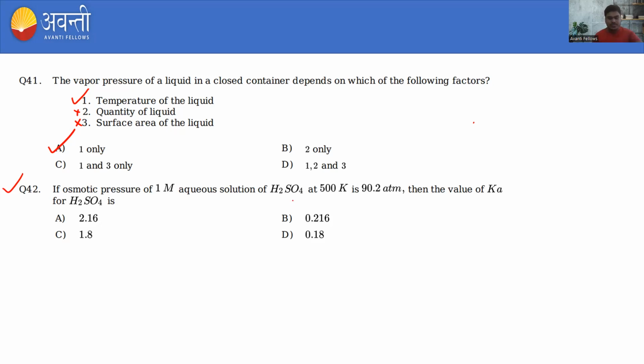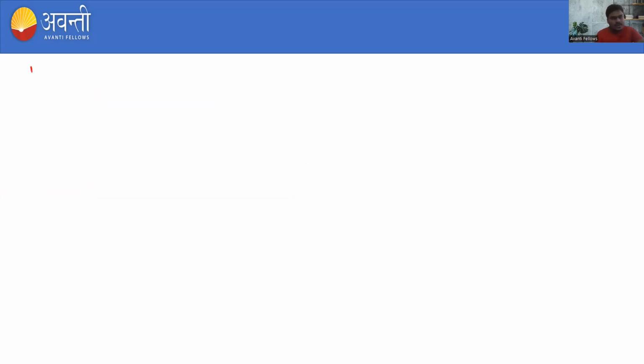We know that for H2SO4, let me write the equation. H2SO4 is an electrolyte and will dissociate to give 2H plus and SO4 twice negative. Now, if I'm talking about the initial stage at t equal to 0, that is the initial time, the H2SO4 is fully present and the amount of H plus and SO4 is 0.